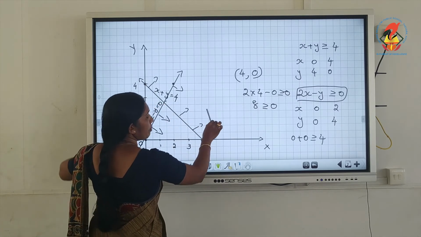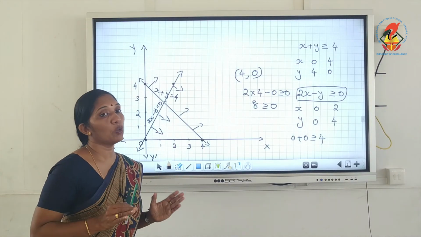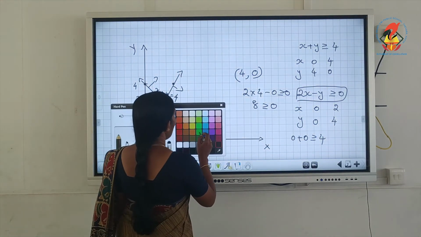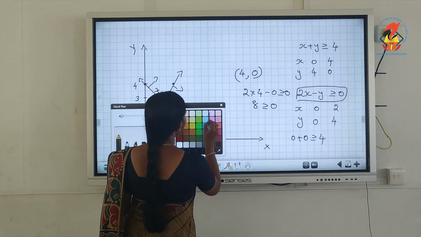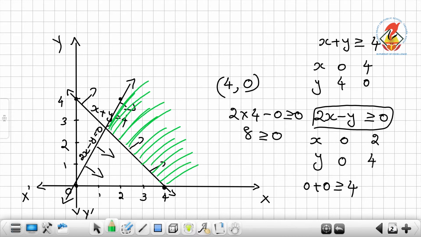So this region. But it is not closed. In the last one, it is closed; we can see that it is bounded. Here we can say that it is unbounded. So you have to shade. Okay, the shading is here. It is not a closed region. It is an open region. You can extend the line.